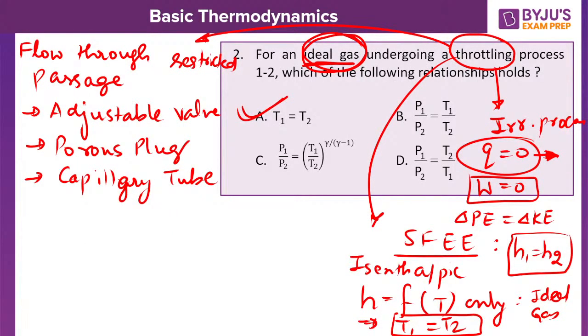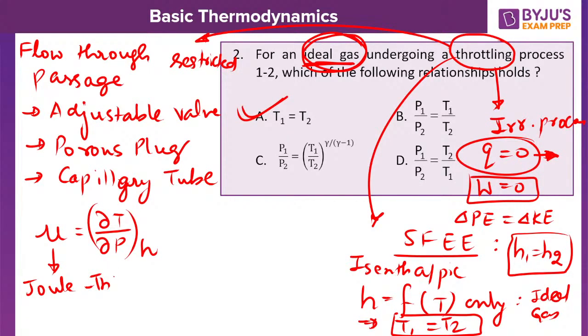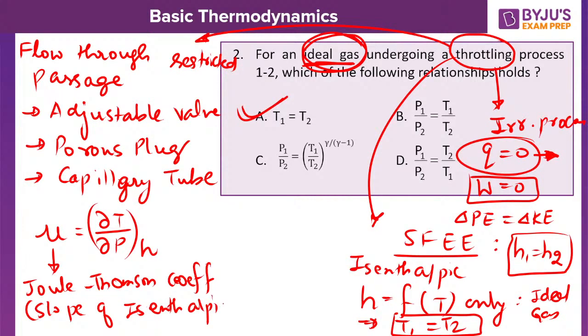It is the Joule Thomson coefficient, del T by del P at constant enthalpy. That is the Joule Thomson coefficient, which decides whether there is an increase or decrease in temperature. The Joule Thomson coefficient is the slope of the isenthalpic process. If this is less than 0, throttling will always give rise to decrease in pressure. Throttling will always give rise to decrease in pressure, isn't it?